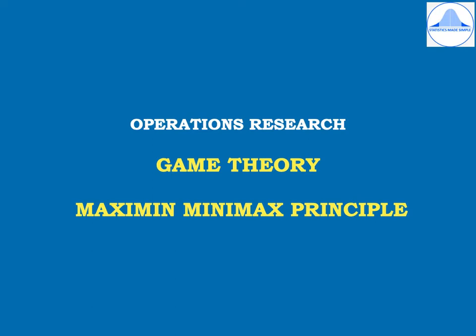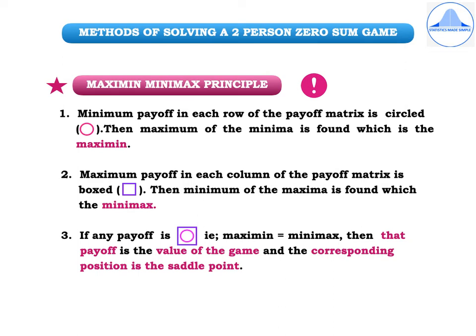In this video, I'll explain the Maximin Minimax principle to solve a two-person zero-sum game, which is an important topic. There are two methods of solving a two-person zero-sum game. In this video, I'll be explaining the first one, which is the Maximin Minimax principle. There are three steps involved under this method.